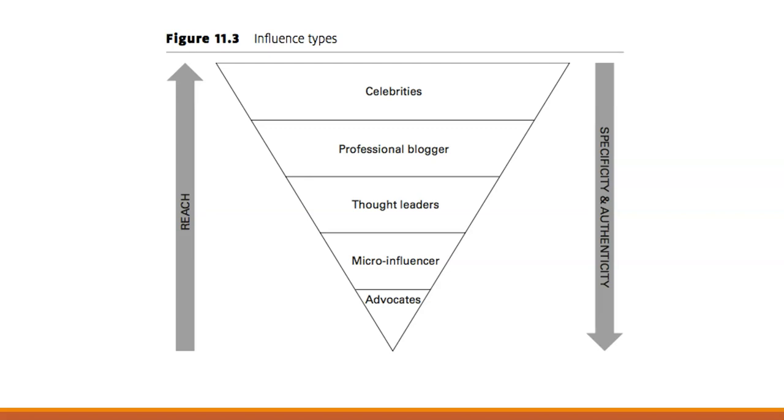As our reach goes down, we're also able to increase how well we can target. If we choose a smaller influencer that has a very niche market, we're able to target specifically to a very particular market instead of just targeting generally, like we would if we were using a celebrity.